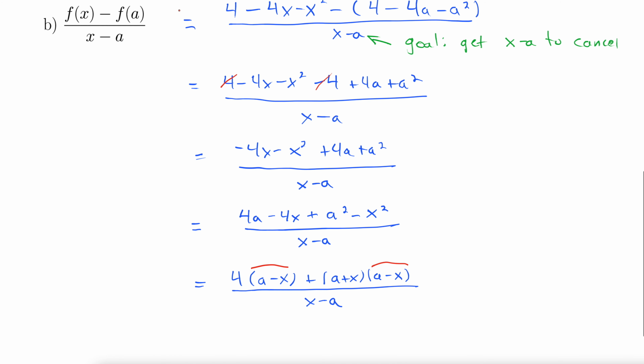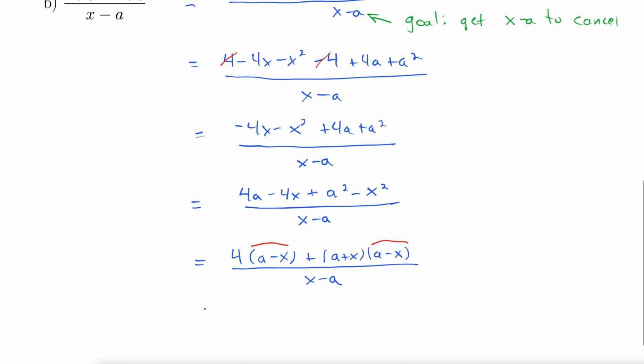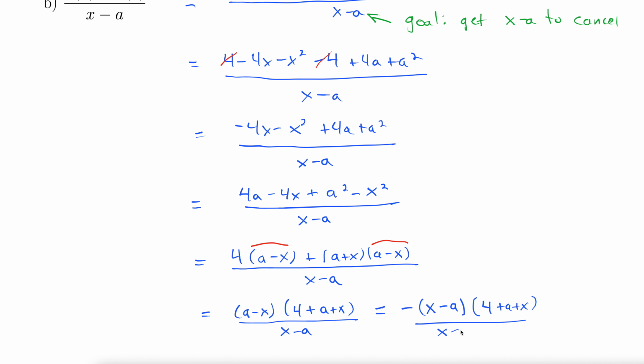Okay, so if we bring that all the way out to the front, then we're getting close. So a minus x comes out to the front. We're left with 4 plus a plus x all over x minus a. Now the numerator and denominator almost cancel. Let's factor a negative out of this a minus x term. So a negative comes out. When you factor a negative out, it changes the sign of everything left behind. So now that becomes x minus a. Okay, 4 plus a plus x left over x minus a.